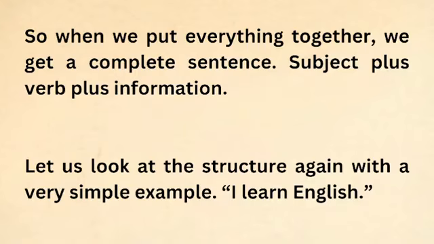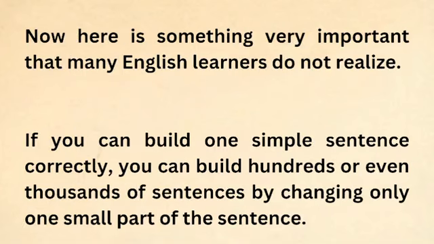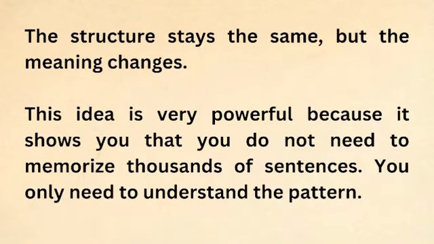Let us look at the structure again with a very simple example. I learn English. In this sentence, "I" is the subject, "learn" is the verb, and "English" is the information. This is a complete and correct English sentence. It is short, but it is clear and meaningful. Now, here is something very important that many English learners do not realize. If you can build one simple sentence correctly, you can build hundreds or even thousands of sentences by changing only one small part of the sentence. The structure stays the same, but the meaning changes.